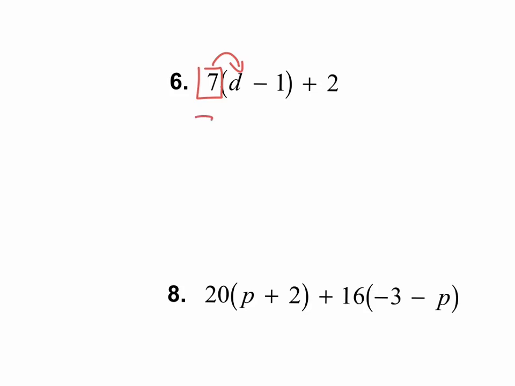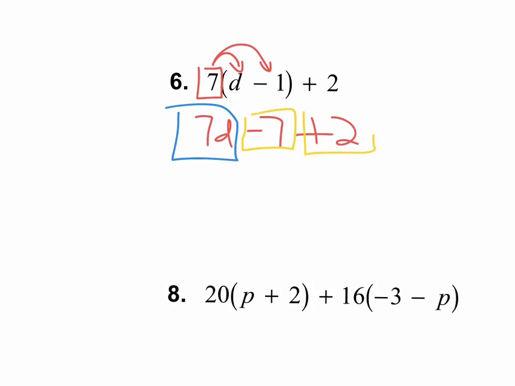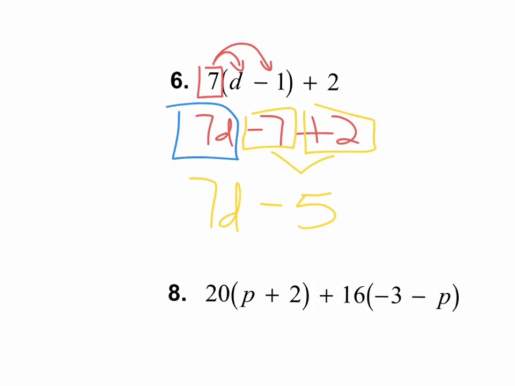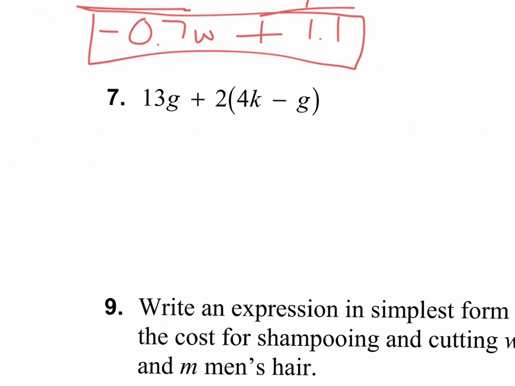So 7 times d is 7d. 7 times a negative 1 is a negative 7. And then we still have that positive 2 because it's not being multiplied. It's just that plus 2. Then we combined our like terms to simplify it more. We have 7d. There's nothing else with a d. Then I have negative 7, positive 2. Those two go together because they do not have a variable. Opposite signs we subtract, so I get 5. And then we keep the negative because 7 is bigger than 2. So my answer is 7d minus 5.